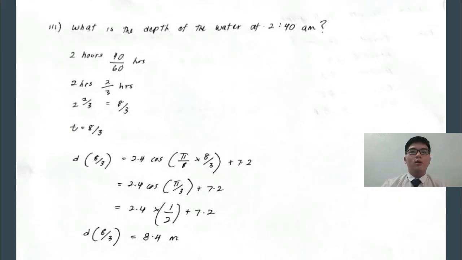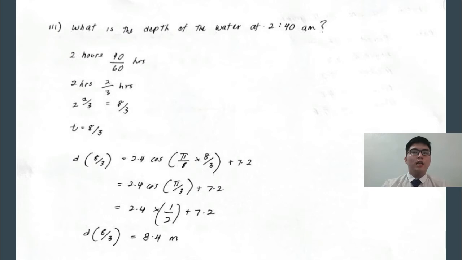So we substitute 8 inside the equation, 2.4 cos pi 8 over 8 plus 7.2, and we get the depth equals 4.8. So this is also the minimum depth. So for Part 3, what is the depth of the water at 2:40 a.m.?